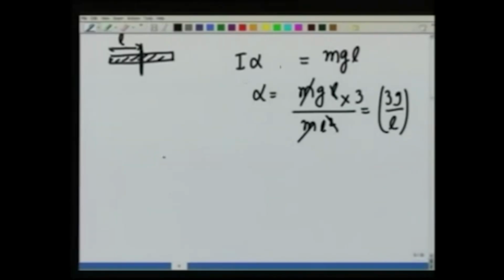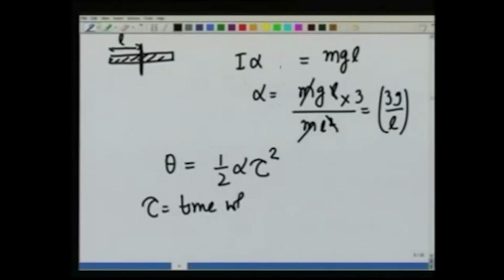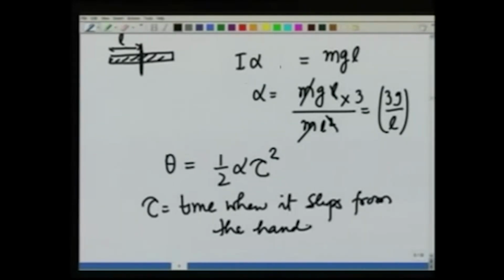It covers an angle theta which will be equal to 1/2 alpha tau squared, where let me write tau as the time when it slips from the hand. So, theta is roughly alpha tau squared. What should be the value of theta?